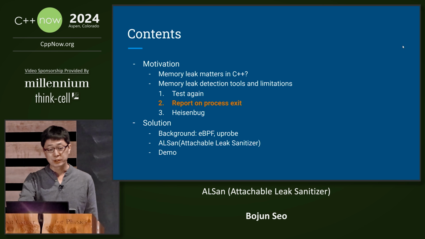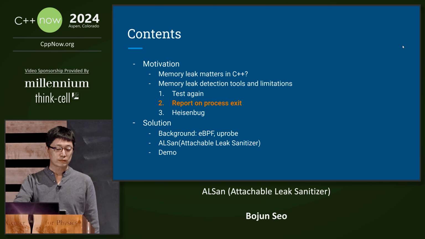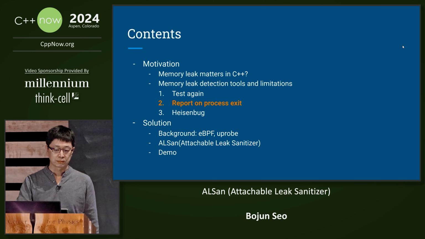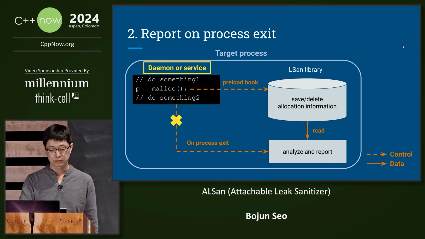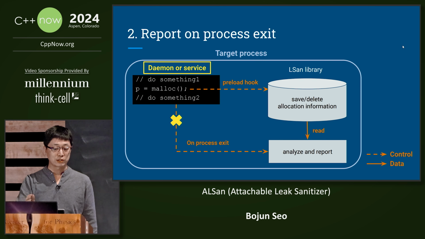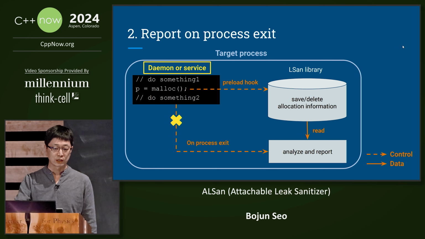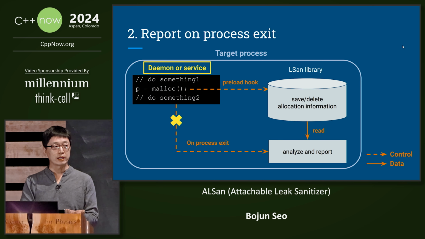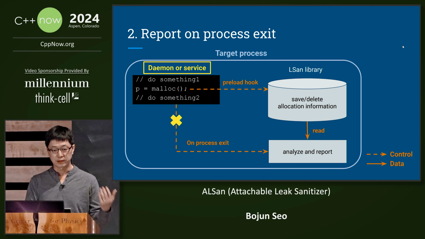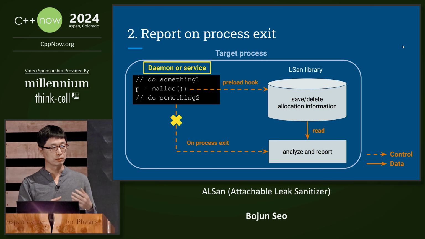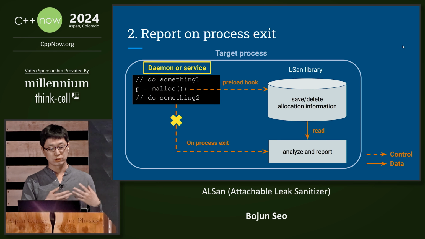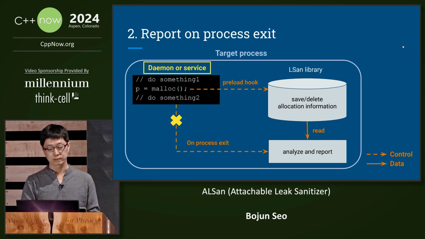Limitation number two: it reports only on process exit. So this is the figure I showed you before, and if you apply LSan to a daemon or service that never exits, then you cannot get the report.